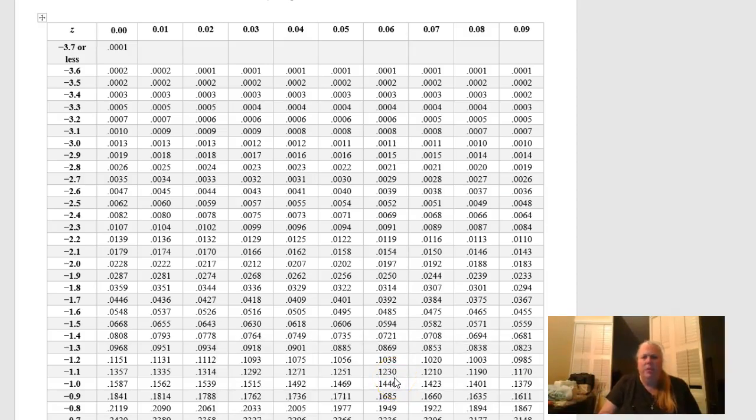So I'm going to stay in the negative z-scores here. And remember, I want to have 0.02. Now, this is 0.0002, so I'm going to keep going on down. This is 0.001, 0.01, 0.017, 0.0228.